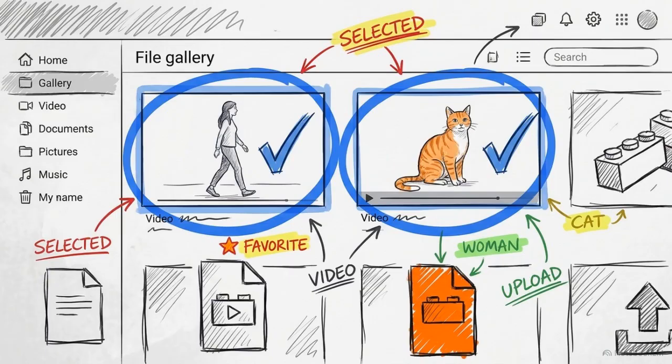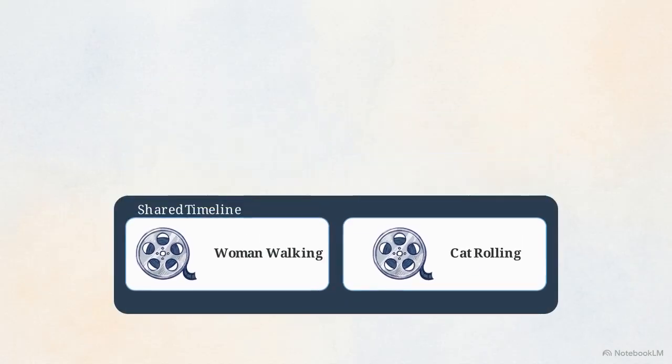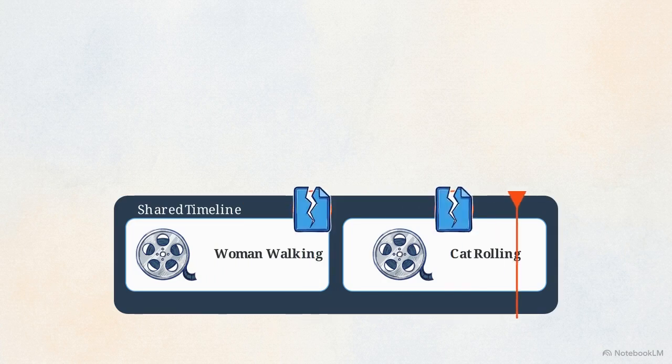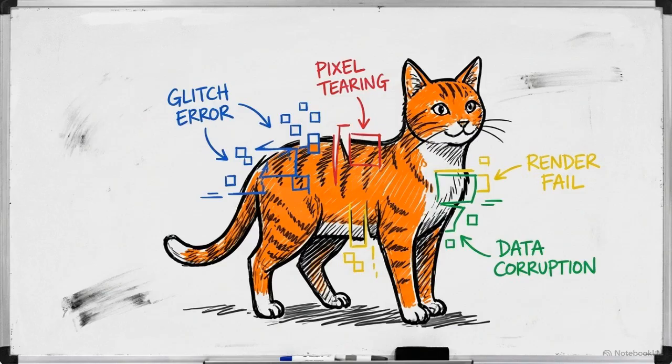To combine the building blocks, select both the video of the woman and the video of the cat and click Add to Scene. Flow will initialize a shared timeline for both clips. Reviewing the raw outputs reveals two continuity errors. In the first clip, the woman finds the wrong cat. In the second clip, there is a minor visual glitch right before the cat starts its roll.